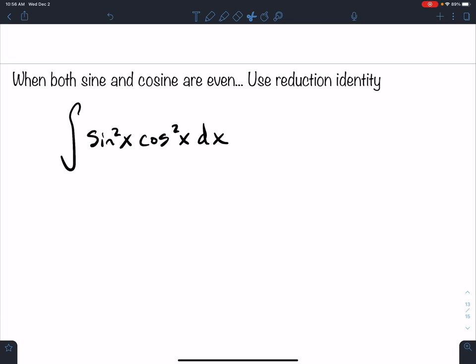All right, in this video we're going to talk about what to do when both sine and cosine are even. So both sine and cosine are even.